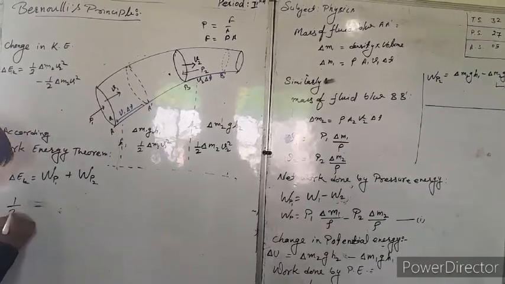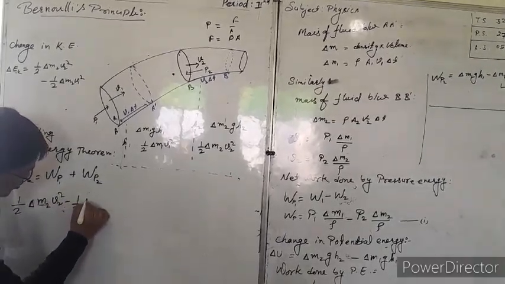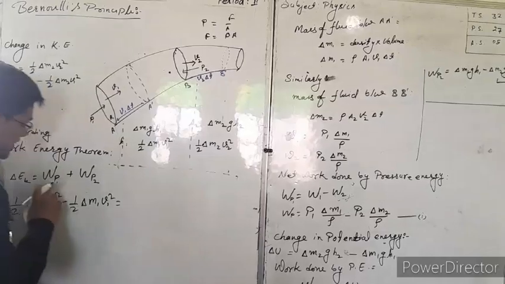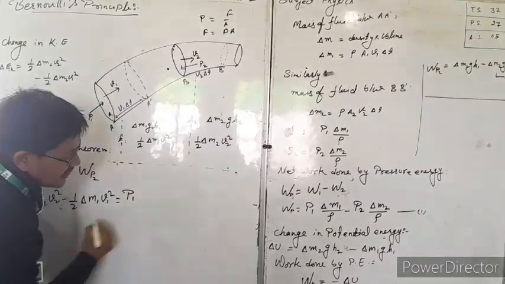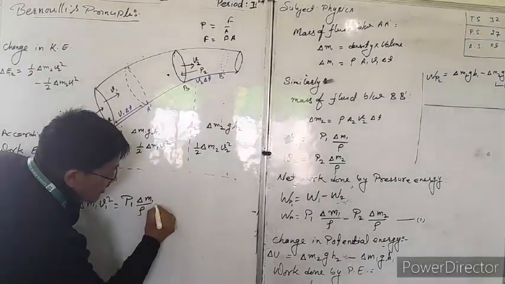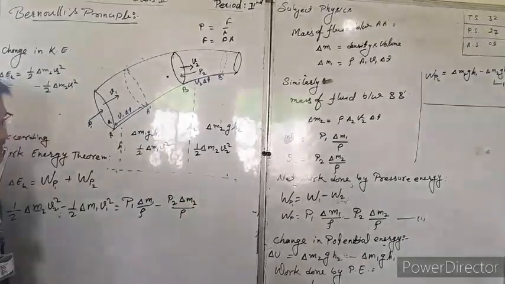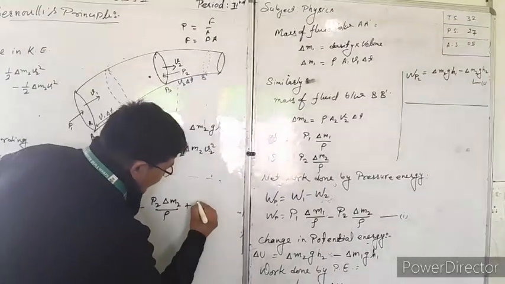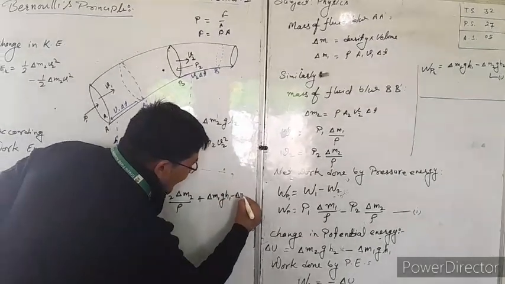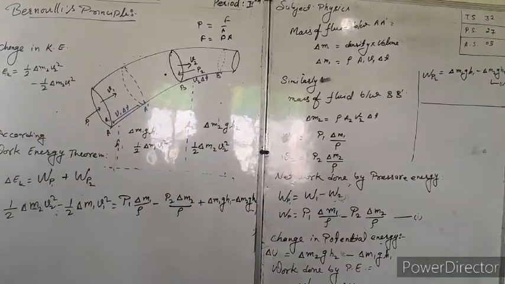Change in kinetic energy is 1/2 Δm2 v2 square minus 1/2 Δm1 v1 square, which is equal to the work done by pressure energy, P1 Δm1 upon rho minus P2 Δm2 upon rho, plus Δm1 g h1 minus Δm2 g h2. Is it?